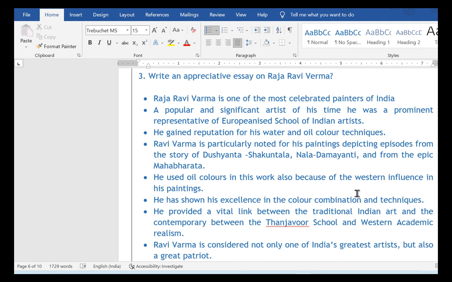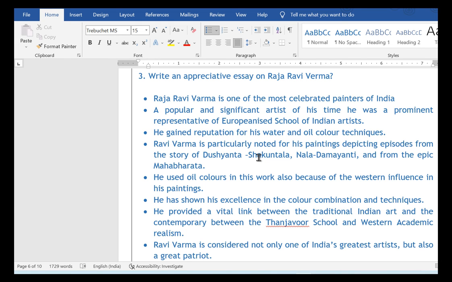The next question is an essay on Raja Ravi Varma. Write an appreciative essay on Raja Ravi Varma. Raja Ravi Varma is one of the most celebrated painters in India. A popular and significant artist of his time, he was a prominent representative of the Europeanized school of Indian artists. He gained a reputation for his water and oil color techniques.